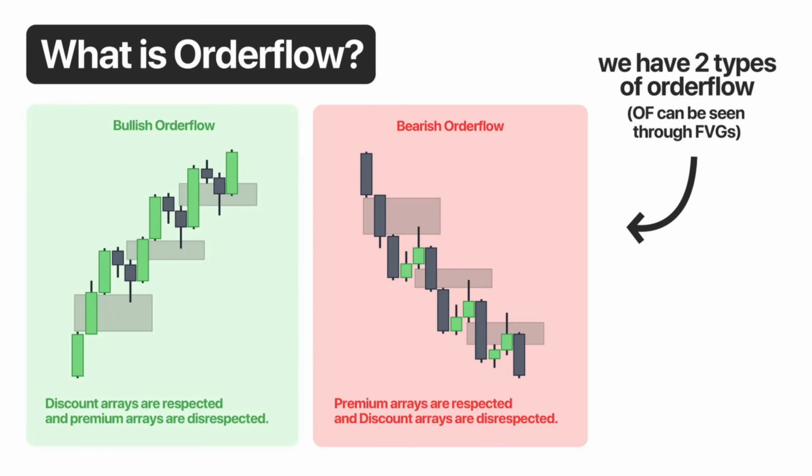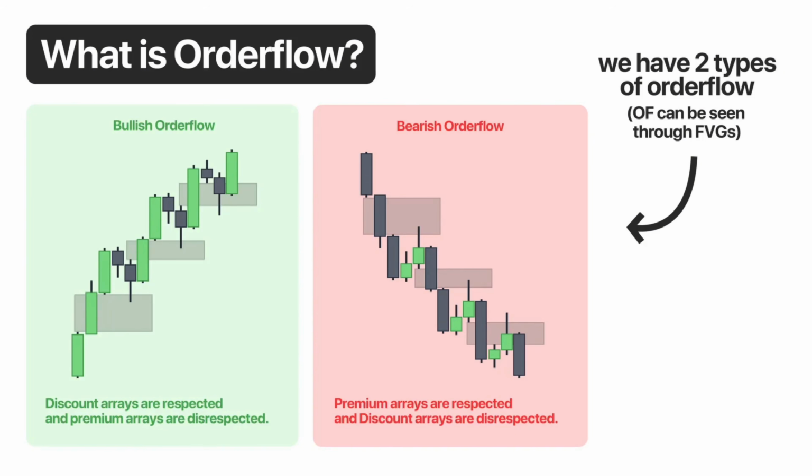So what is order flow? In bullish order flow, you're going to have discount arrays being respected and premium arrays being disrespected. Now, what's a discount array and what's a premium array? Well, a discount array is simply any sort of level in price. Think of it as a support level in which price can move higher from. So that's a discount array. It's a support level. So think your bullish fair value gaps, your bullish order blocks, your swing lows. We can move higher off of that, use that as support. So when we're in bullish order flow, those discount arrays are respected.